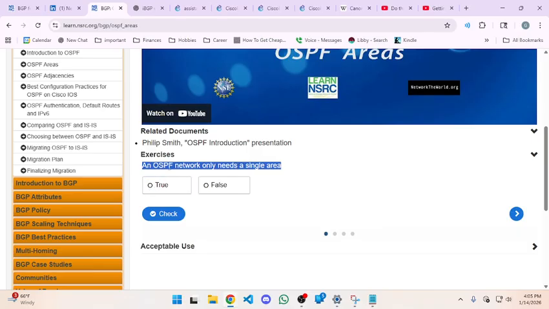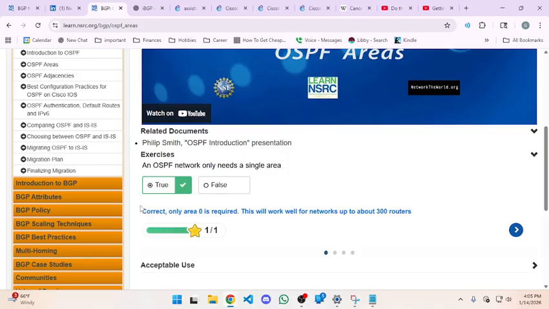And this is a strange question because there's an argument for both. In order for it to run, that's true. But as it grows, it very quickly does need more than one. Let's try true. Okay, yeah, only area 0 is required. This will work well for networks up to 300. Oh, I thought it was like 50. I mean, the convergence, yeah, I'm skeptical that it can go up that high. But I guess it depends on what you're using.